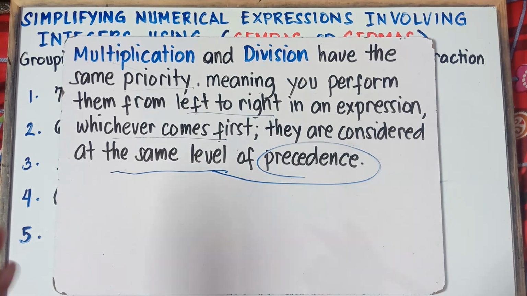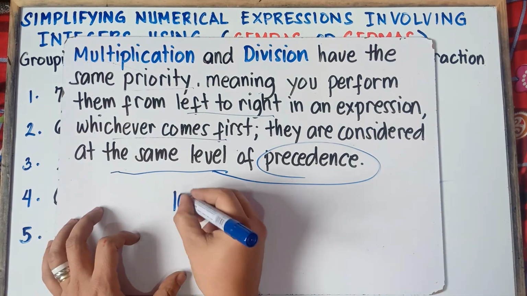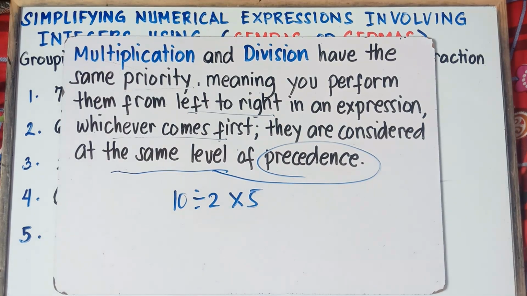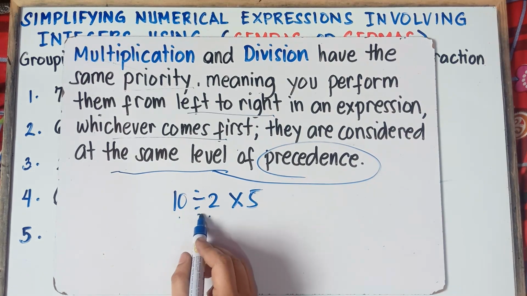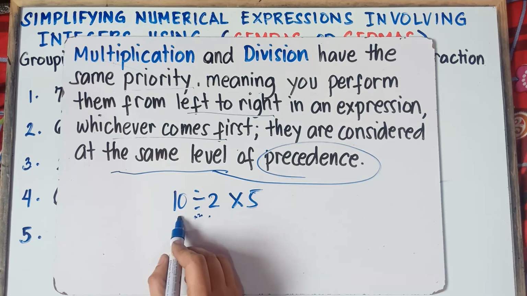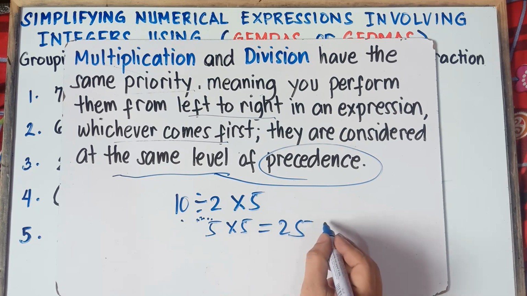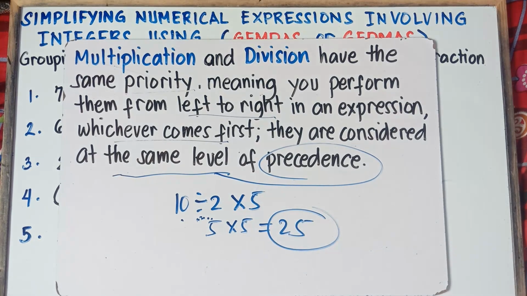So let me give you another example. If I say 10 divided by 2 times 5, what's the answer? Once again, it should be left to right. So 10 divided by 2, division comes first because divide comes first. So 10 divided by 2, that's 5. Times 5, the answer is 25. Even if you use your calculator, I'm sure the answer is 25.